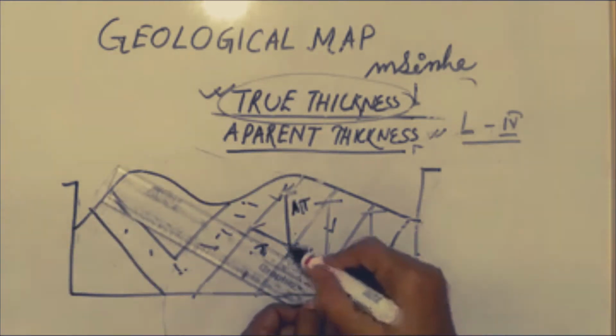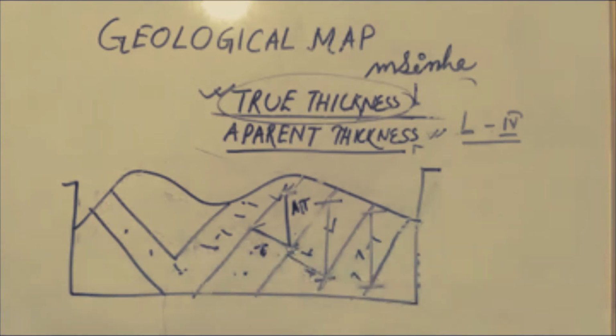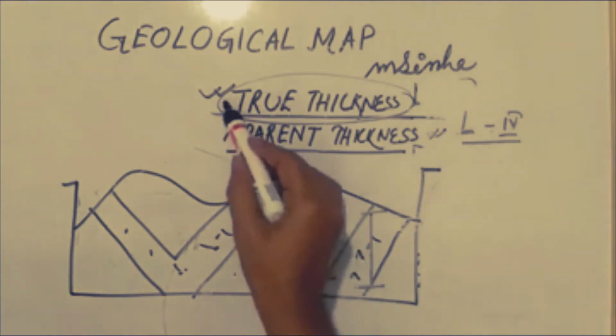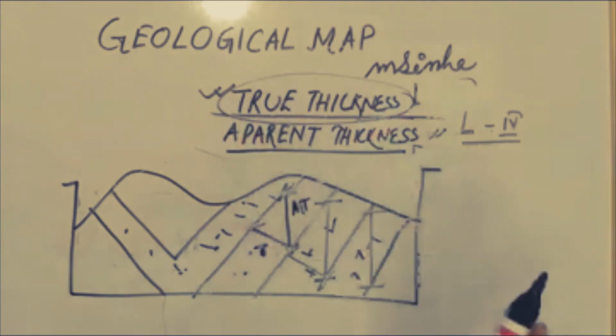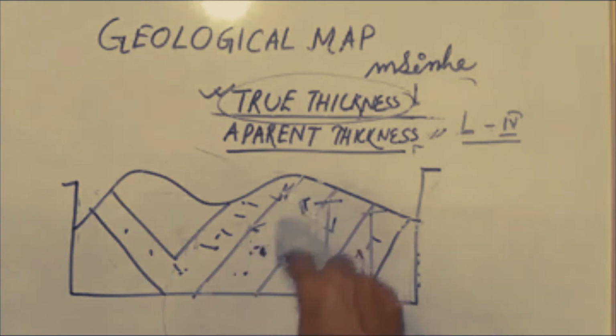Take the minimum distance. This is the minimum distance. It's a connecting point between the upper boundary of a bedding plane and the lower boundary of a bedding plane, and convert it into the map scale to get the true thickness. I think you are clear enough about the concept of true thickness and apparent thickness. Here I would like to mention one thing: from the geological map you can also get the thickness.